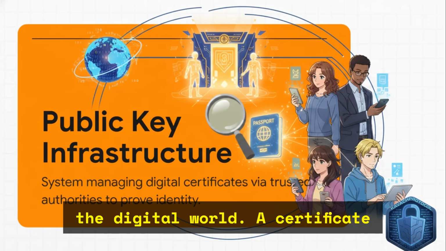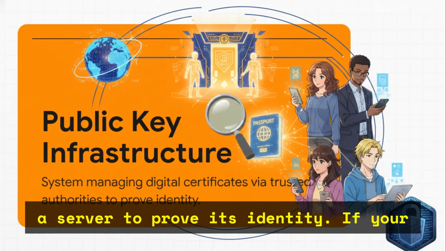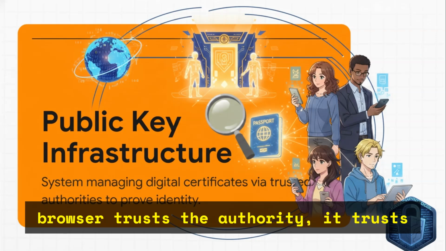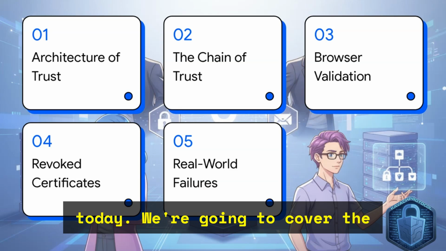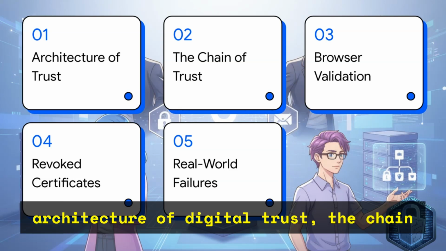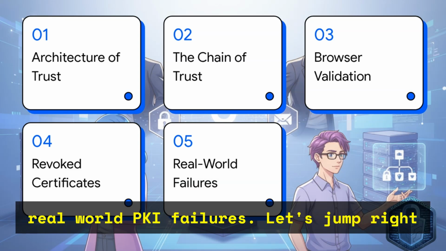In the digital world, a certificate authority issues a digital certificate to a server to prove its identity. If your browser trusts the authority, it trusts the website. Here's our roadmap for today. We're going to cover the architecture of digital trust, the chain of trust, how browsers actually validate these certificates, what happens when certificates go bad, and finally, some real-world PKI failures.